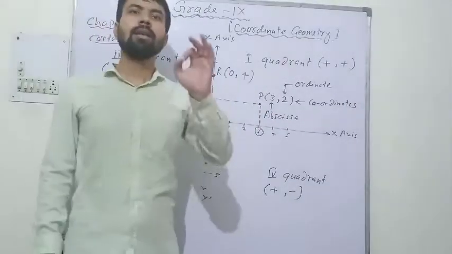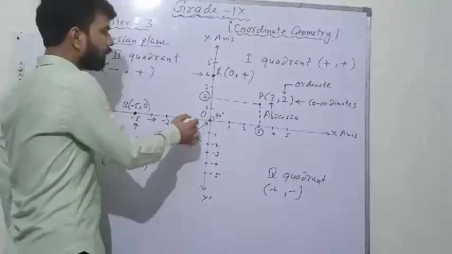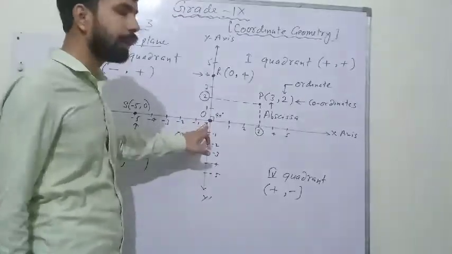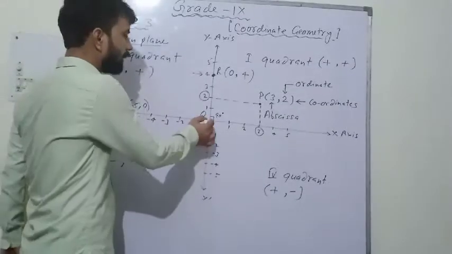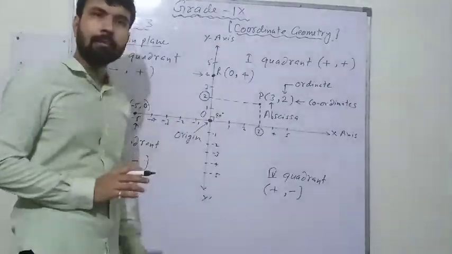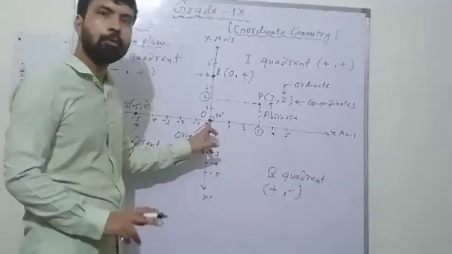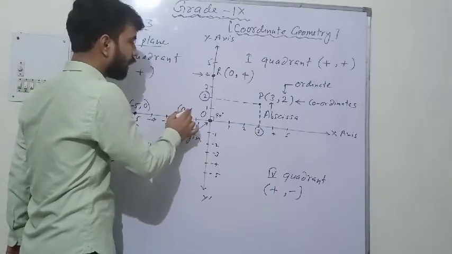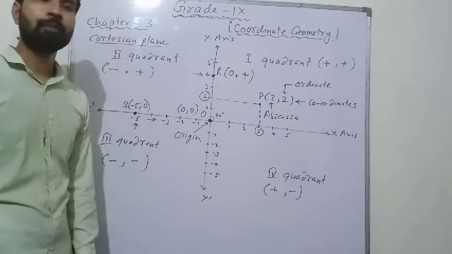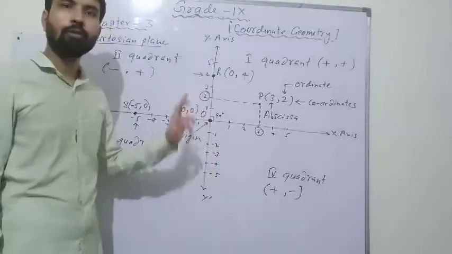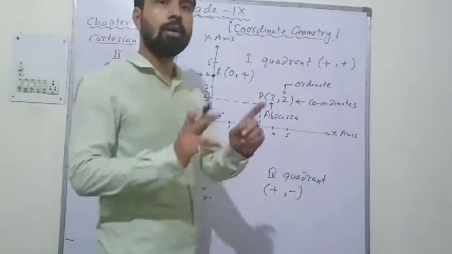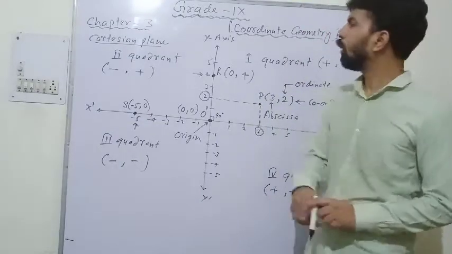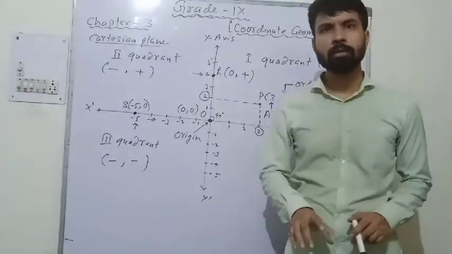Got it? Last point, what are the coordinates of the origin? If somebody asks, what are the coordinates of the origin? Because this is the intersecting point of the x and y axes, here the x point and y point are both 0. So the coordinates of the origin are (0, 0). Understood? Hope it is clear to everyone. So all these points you have to keep in mind.